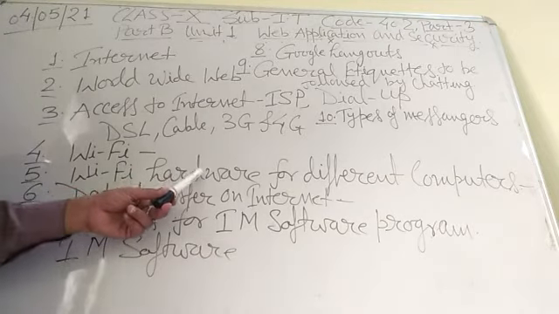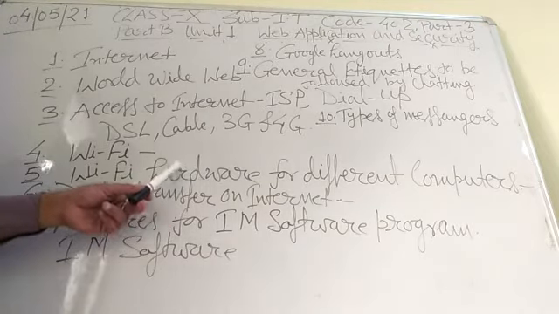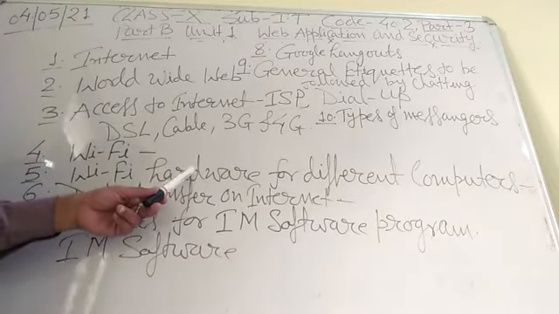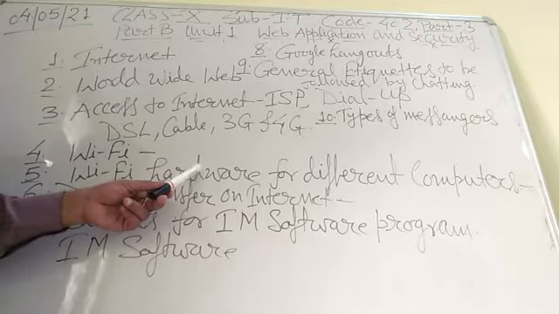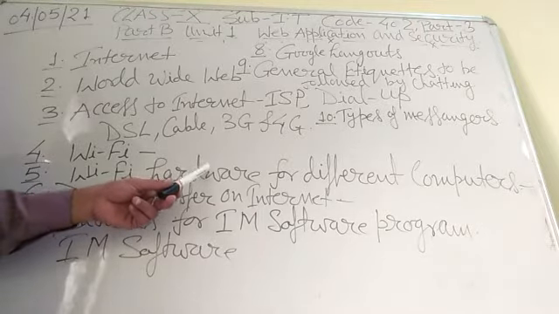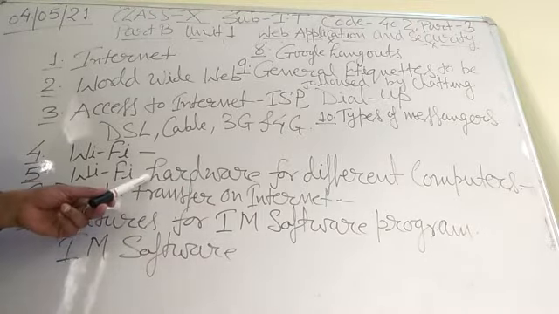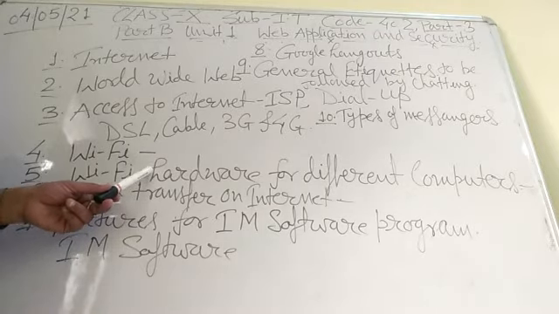You know the Wi-Fi hotspot. The term hotspot is used to define the area or place where Wi-Fi internet access is available to mobile devices like your laptop or smartphone. And next is WiMAX. WiMAX stands for Worldwide Interoperability for Microwave Access.